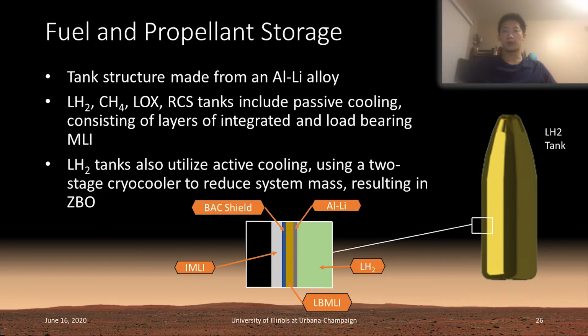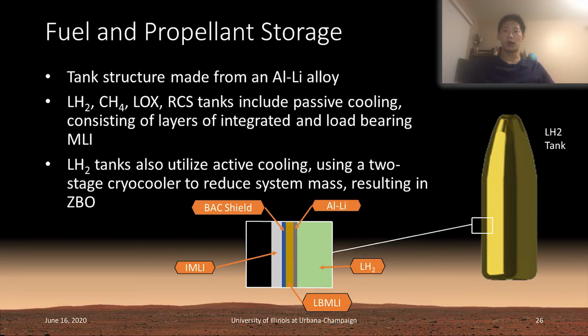These tanks also include passive cooling, consisting of approximately 20 layers of integrated multi-layer insulation and 20 layers of load-bearing multi-layered insulation. This is applied on all transfer vehicles and the rover and will lead to reduced boil-off. LH2 tanks also utilize active cooling using a two-stage cryocooler to reduce system mass. The two-stage cryocooler uses a 20 Kelvin 20 watt and a 90 Kelvin 150 watt cryocooler for each LH2 tank.